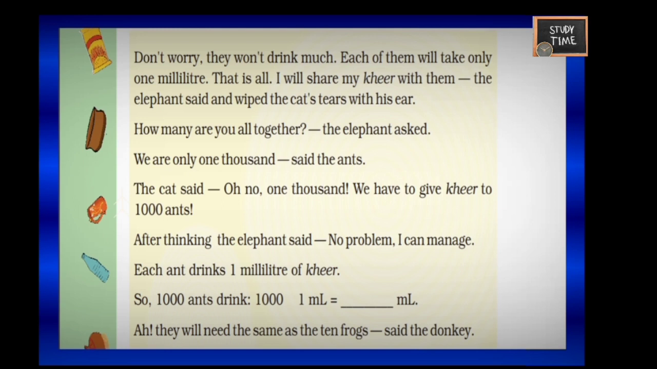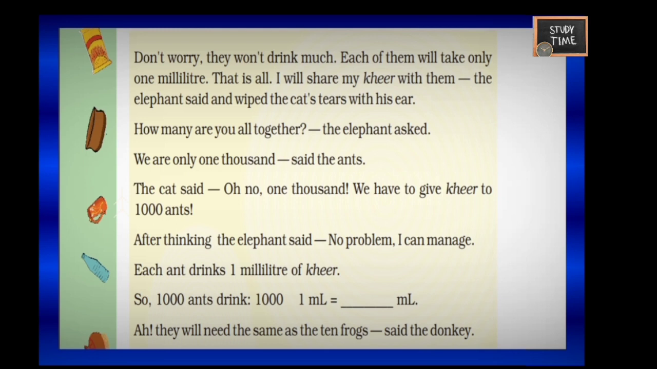So the elephant said that it will be sharing 1 milliliter for each ant. "How many are you all together?" the elephant asked the ant. "We are only 1000." The cat said, "Oh no, 1000! We have to give kheer to 1000 ants." So 1000 into 1 milliliter.